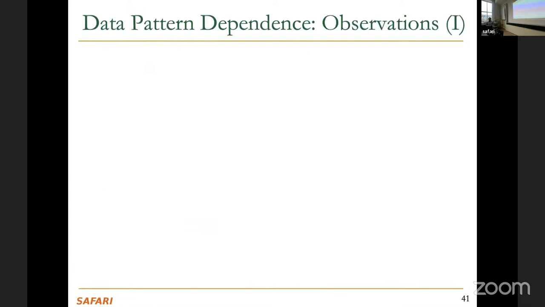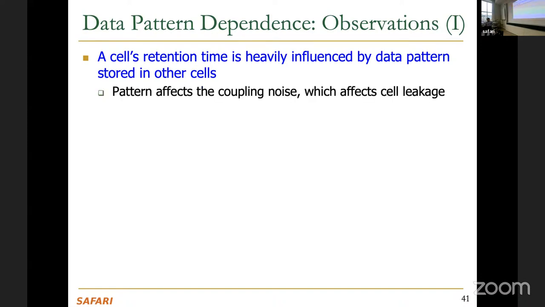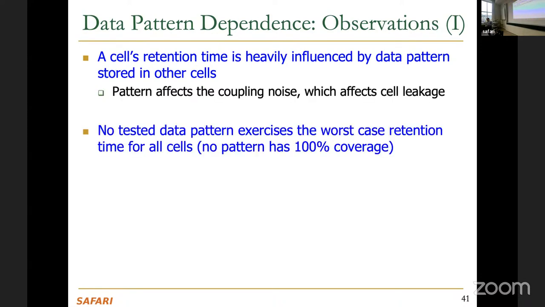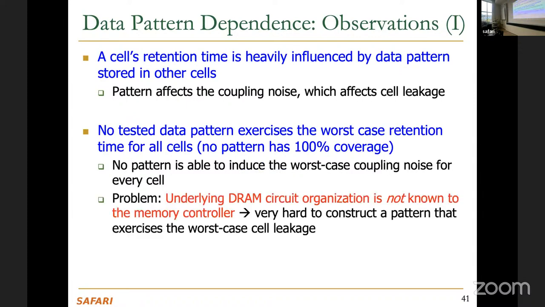Our observations are similar across devices, across chips, across manufacturers, so we believe these are fundamental. Let's summarize the observations. A cell's retention time is heavily influenced by data patterns stored in other cells, as we have empirically shown. A pattern affects the coupling nodes, which affects cell leakage. And no tested data pattern exercises the worst case retention time for all cells. In other words, no pattern has 100% coverage. In other words, no pattern is able to induce the worst case coupling noise for every cell that we've seen.